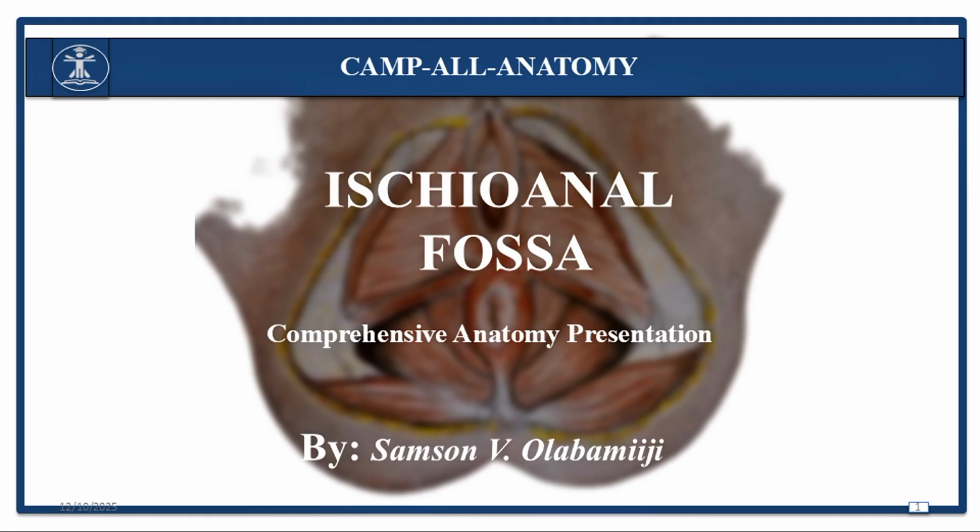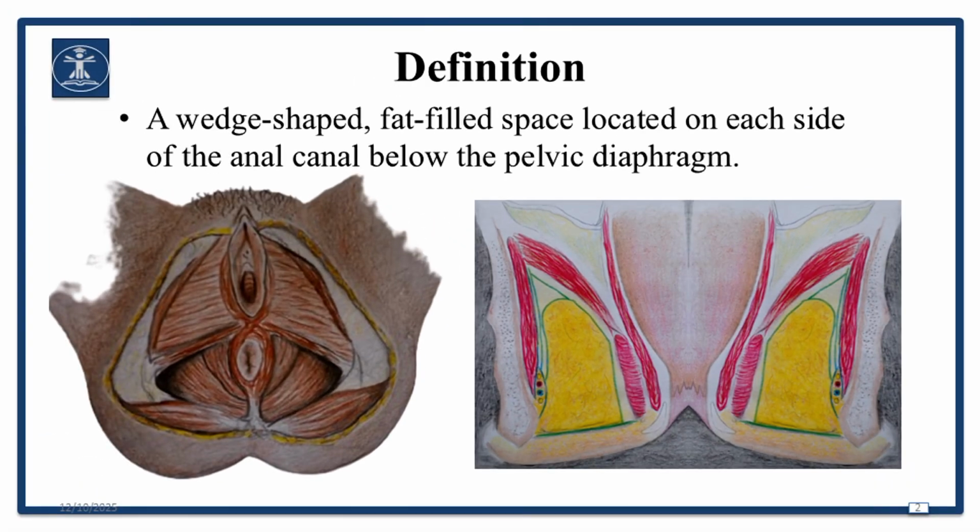The topic we are treating right now is Ischioanal Fossa. Pay very good attention as I take you through the topic. Let's dissect together. The Ischioanal Fossa is a wedge-shaped, fat-filled space located on each side of the anal canal, just below the pelvic diaphragm.